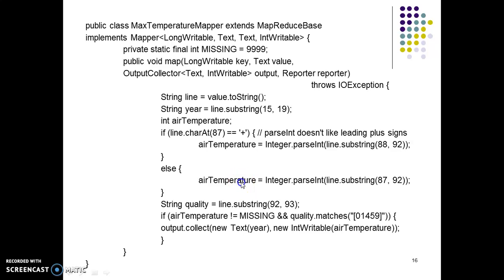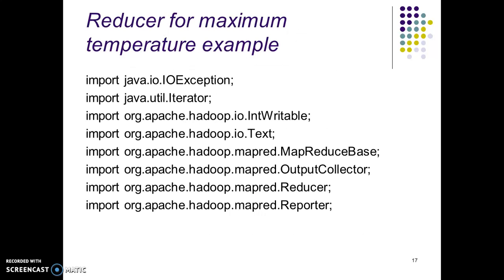Now let us see how we are going to reduce things by making use of the reducer program. As in the previous case, we have to make use of import statements, such as Iterator, IOException, Iterable, hadoop.io.Text, then hadoop.mapred, then MapReduceBase, OutputCollector, Reducer, and Reporter. These interfaces and classes have to be imported.